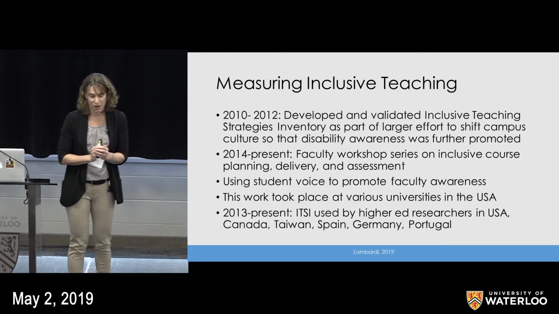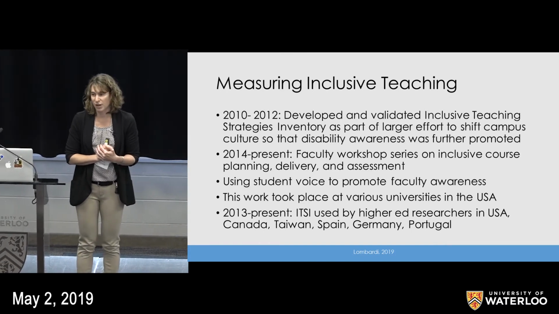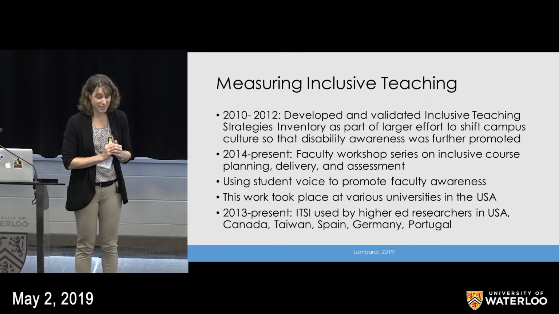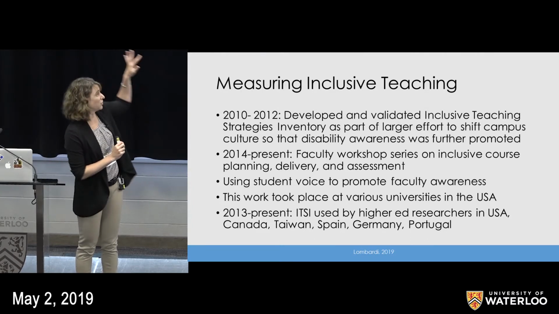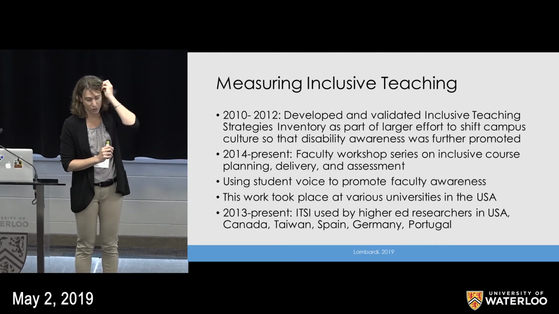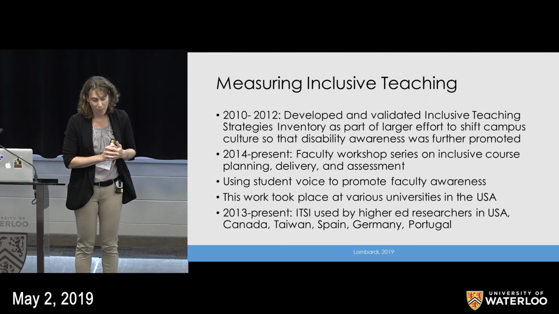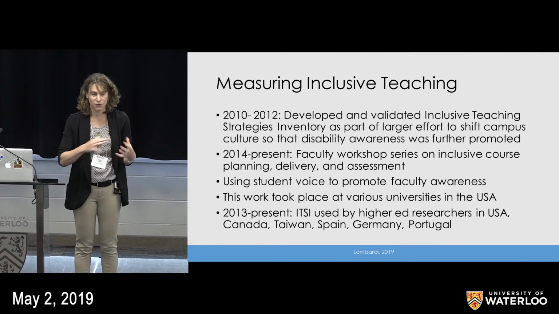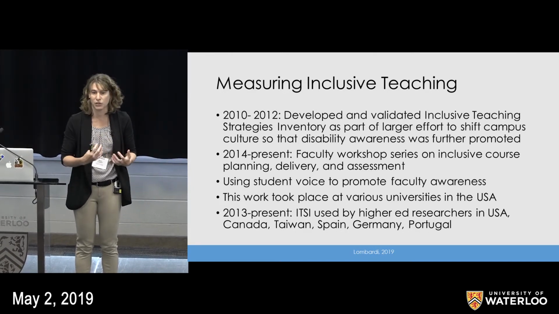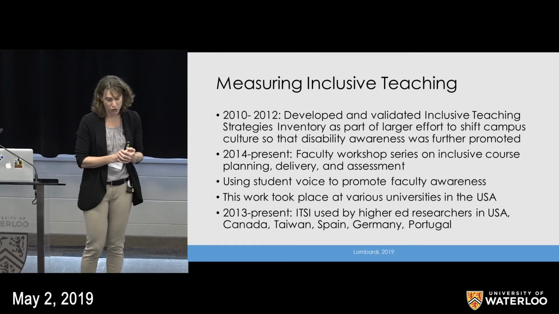And this is based on some work that I've done on measuring inclusive teaching over the last decade. And this is just a brief run through of some of that work, very briefly. But essentially, early on, I was involved in a model demonstration program at the University of Oregon, where it was our goal to shift the campus climate and increase faculty awareness of disability. That was what we were charged with doing.